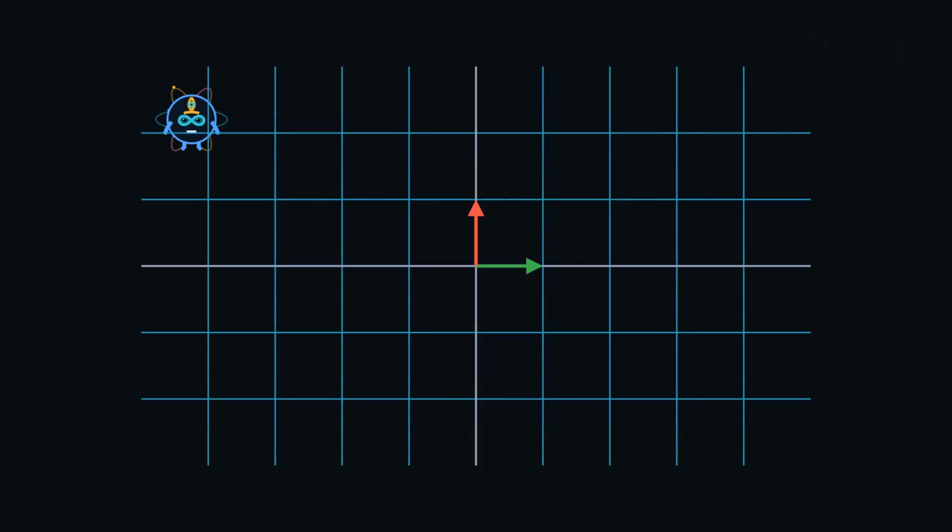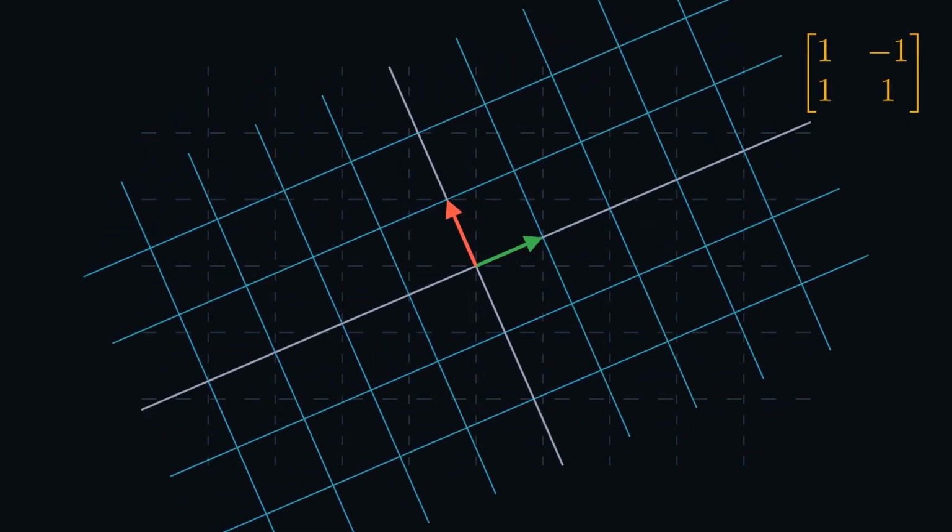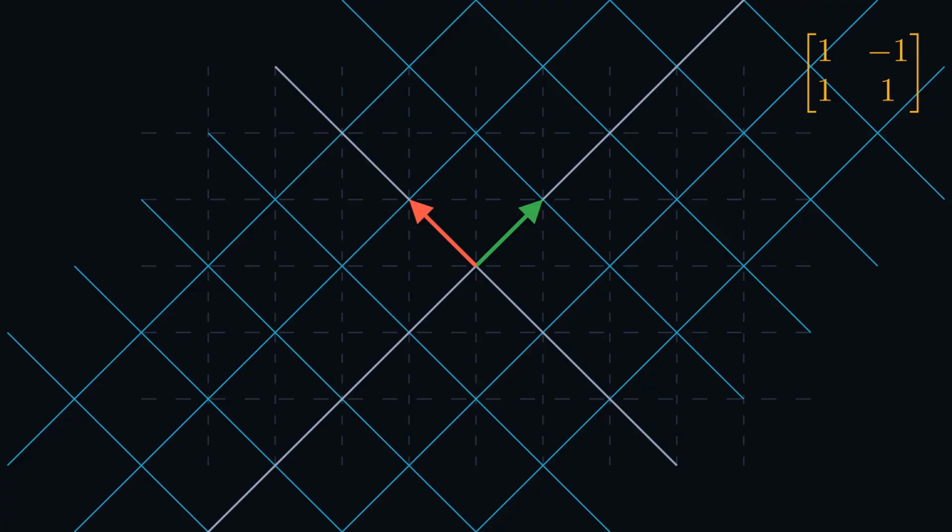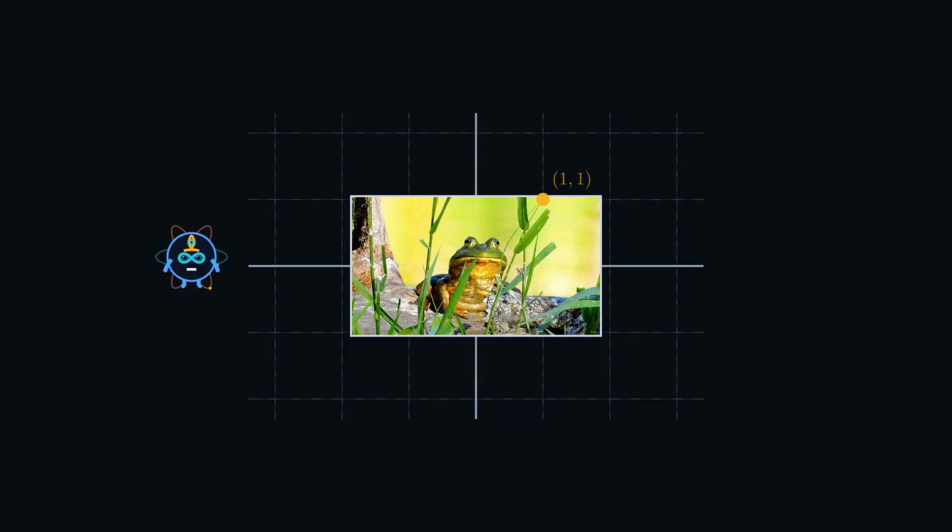Now you can read any matrix at a glance. First column, where i hat goes. Second column, where j hat goes. Apply it, and every point rides along. Now the picture and the math, side by side.